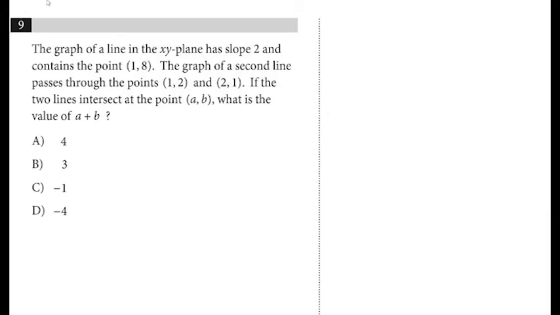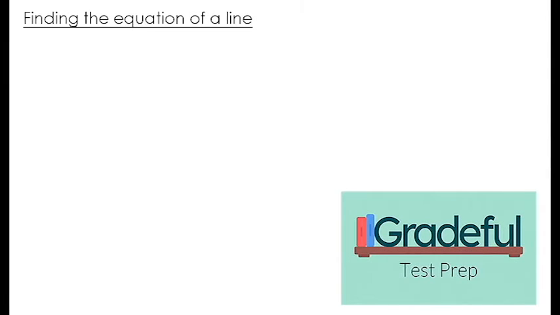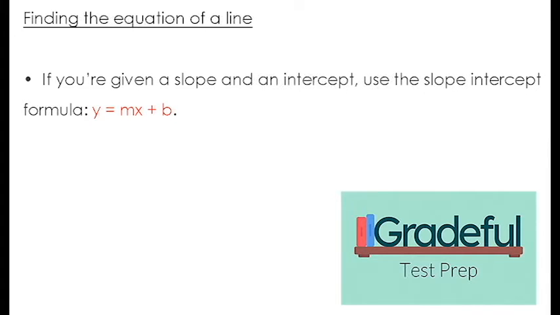Question number 9 looks like a question with a lot going on, but if you take it step by step, it's not so bad. First, we're hearing about a line that has a slope of 2, and it contains the point (1, 8). Chances are we're going to have to find the equation of that line, and the way you think about this is if you're being given a slope and a y-intercept, then you use the slope-intercept formula of a line, which is y equals mx plus b.